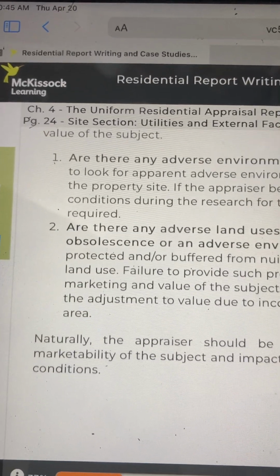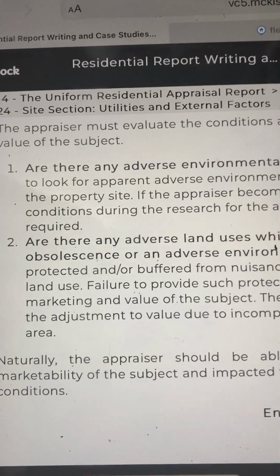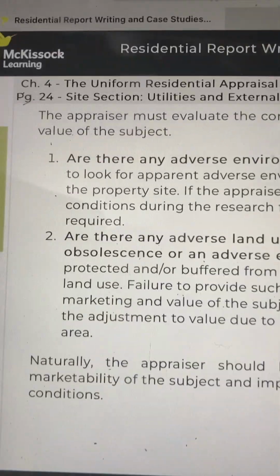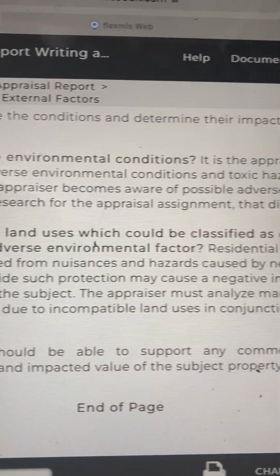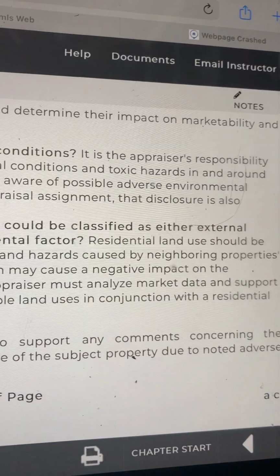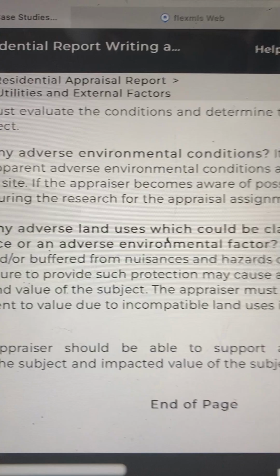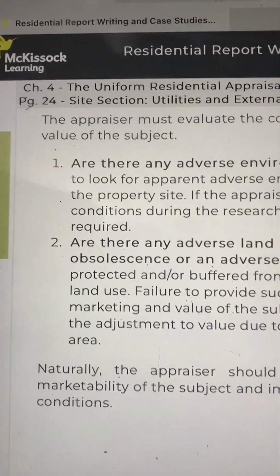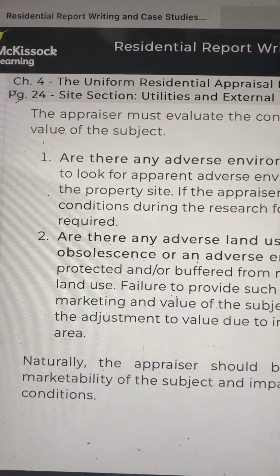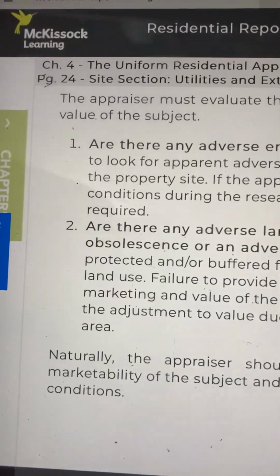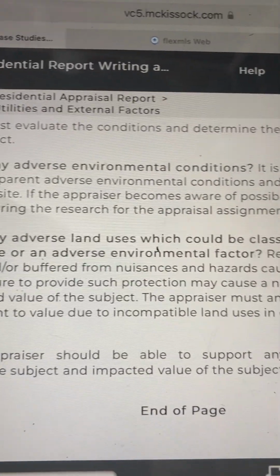value of the subject. Number one, are there any adverse environmental conditions? It is the appraiser's responsibility to look for apparent adverse environmental conditions and toxic hazards in and around the property site. If the appraiser becomes aware of possible adverse environmental conditions during the research for the appraisal assignment, that disclosure is also required. Number two, are there any adverse land uses which could be classified as either external obsolescence or an adverse environmental factor?